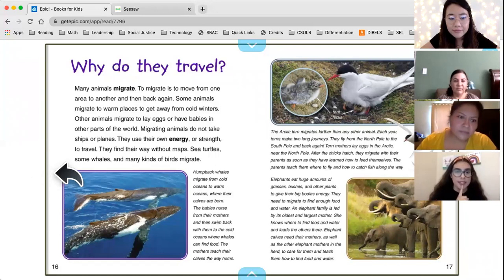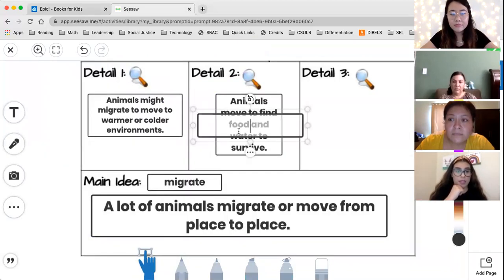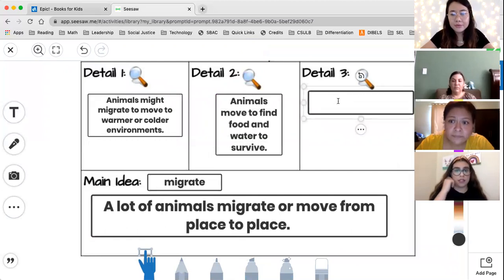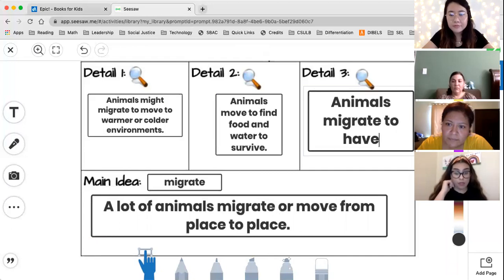On page 16 in the larger text, on line 1, 2, 3, 4, it gives another reason, adding on to Ms. Rosales and Ms. Hernandez's thinking. It says other animals migrate to lay eggs or have babies in other parts of the world. So, and we see that in the humpback whales and the terns. So I guess a sentence could be animals migrate to have babies in other parts of the world.